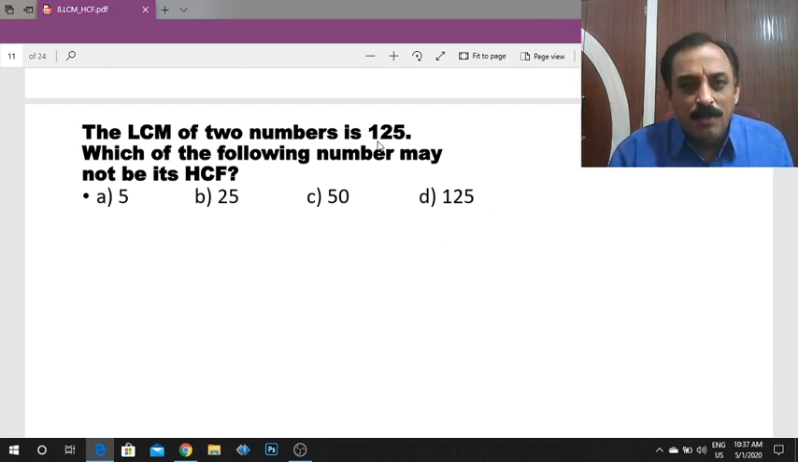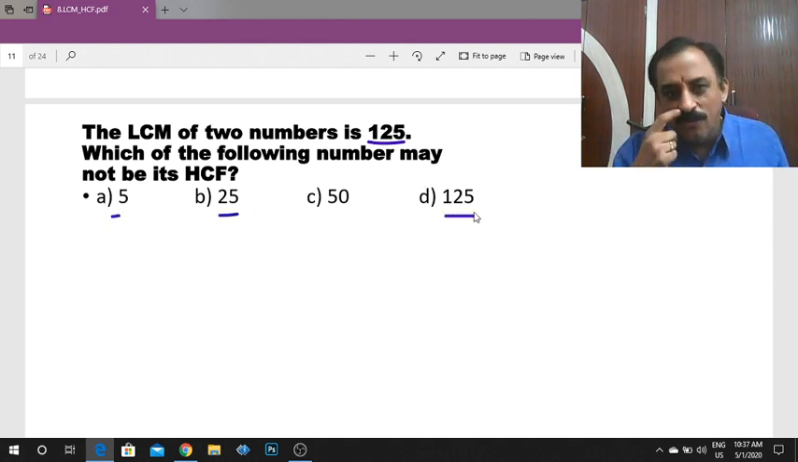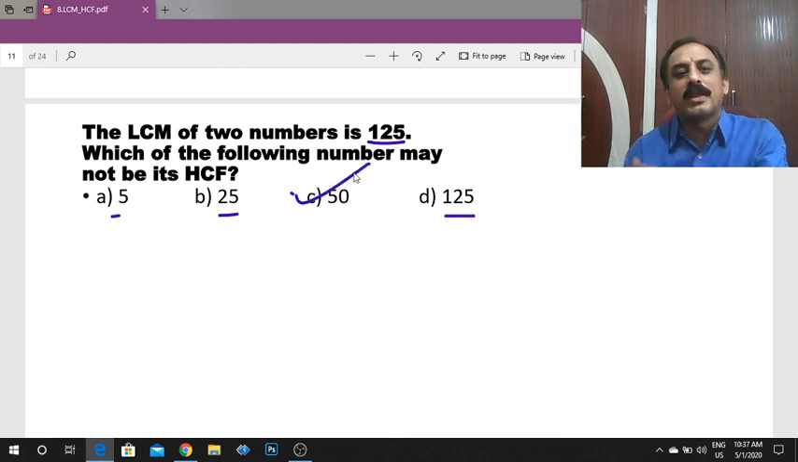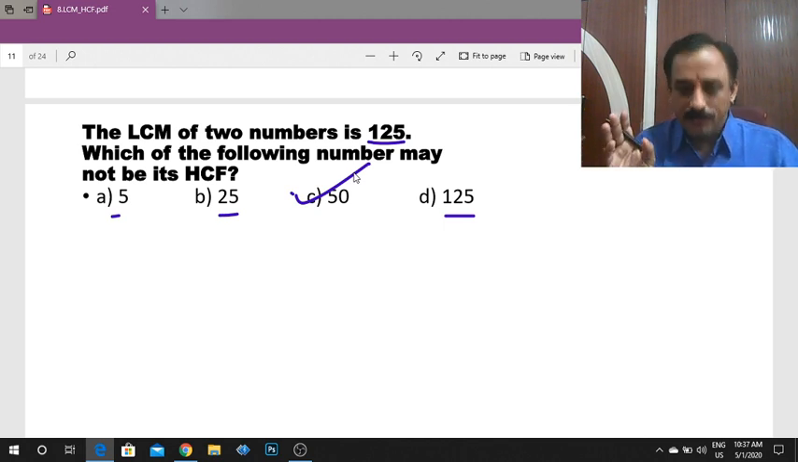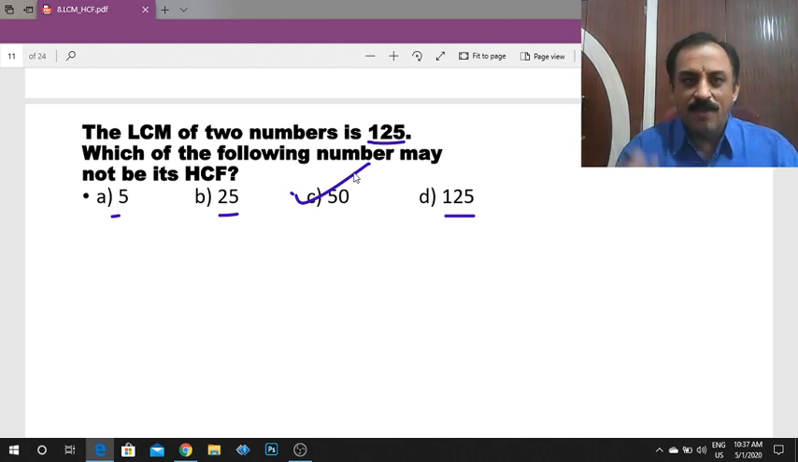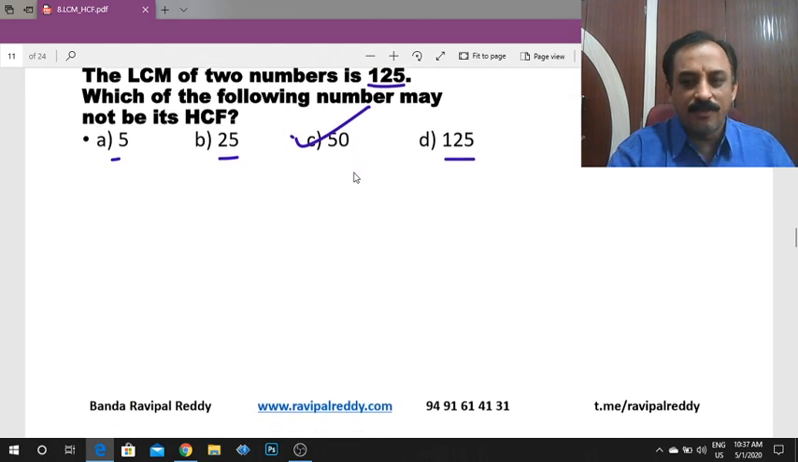The LCM of two numbers is 125. 5 is a factor of 125. 25 is a factor of 125. 125 is also a factor of 125. But 50 is not a factor of 125. Remember one point: the HCF always should be a factor of the LCM. Here 50 is not a factor of 125. Therefore, your answer is 50. Very good.